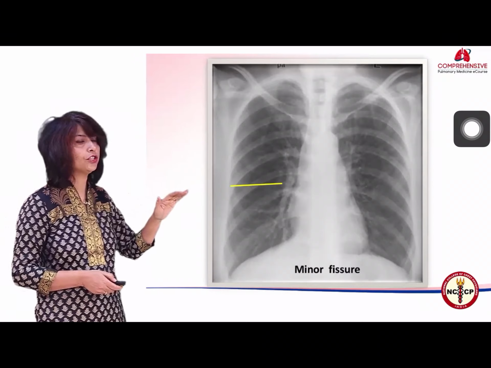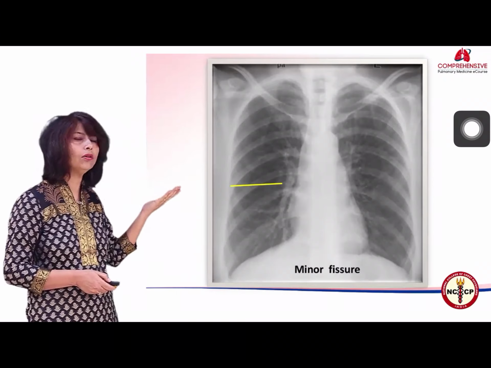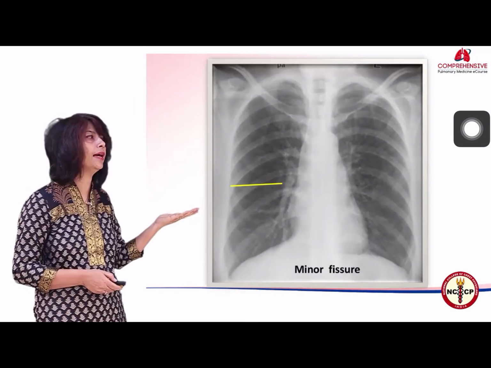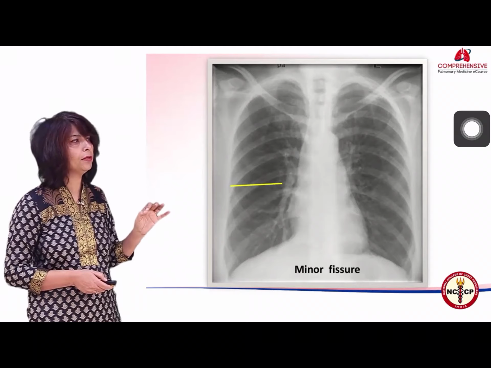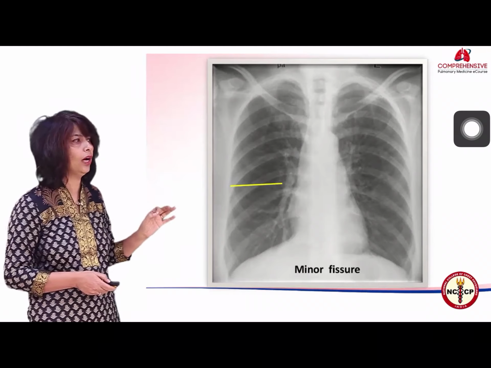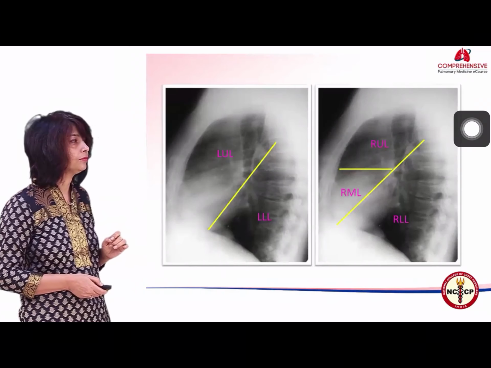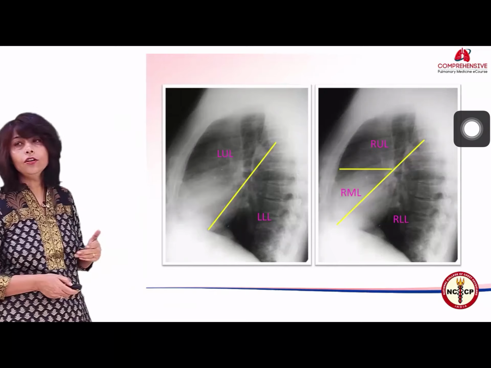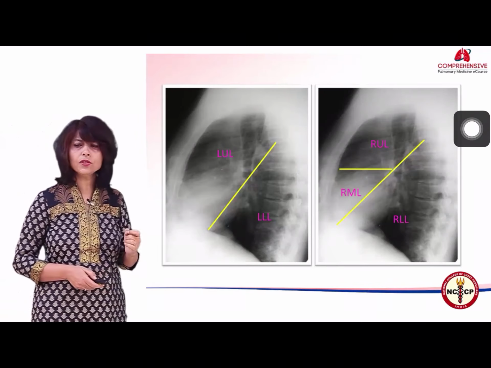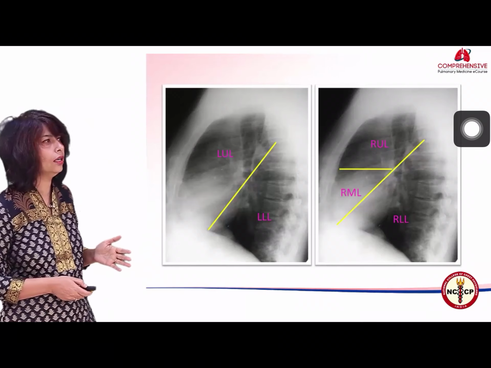The minor fissure extends from the right hilum to about the sixth rib in the mid axillary line, and many times you may be able to perceive a very thin white line which represents the minor fissure. When you do a lateral radiograph, you can obviously localize the lobes, and this is one situation where you may want to do a lateral radiograph.